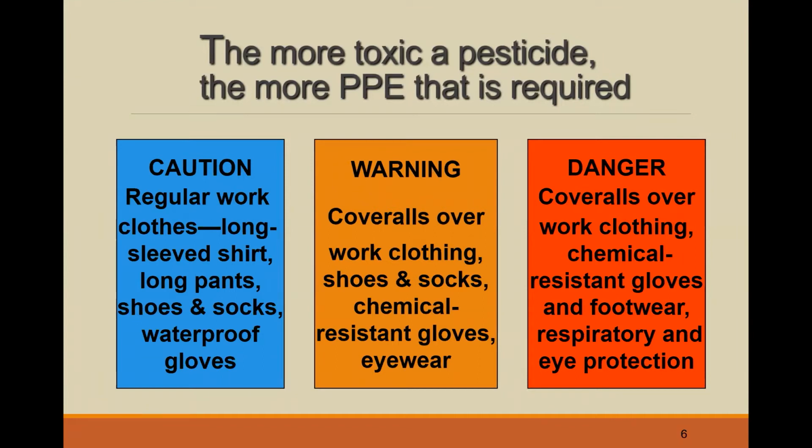So as we move on to our middle category, the warning category, that may just be coveralls, overwork clothes, shoes and socks, chemical resistant gloves, and eyewear. And then as we move to our least toxic category, it may just be the regular work clothes, the long sleeve shirt, the long pants, shoes, socks, and then the addition of maybe some waterproof gloves, just to reduce that chemical onto our hands during mixing or loading or spray. So we're not nearly as concerned about that. We've left off eye protection. We've left off, you know, respirators, things like that. So we still know that those chemicals can be harmful, but we're not nearly as concerned about them.